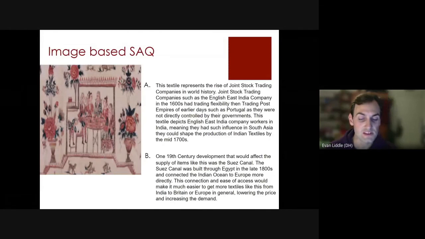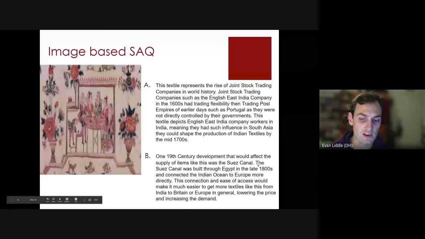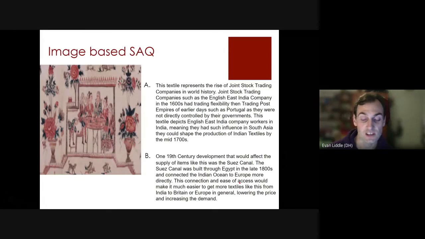On the B side, picking an event, I decided to go with the Suez Canal. Thought that'd be really interesting. So my answer is the Suez Canal. The Suez Canal was built through Egypt in the late 1800s and connected the Indian Ocean to Europe more directly. This connection and ease of access would make it easier to get textiles like this one from India to Britain or to Europe in general, thus lowering the price and increasing the demand, meaning that more would have to be brought in and purchased.